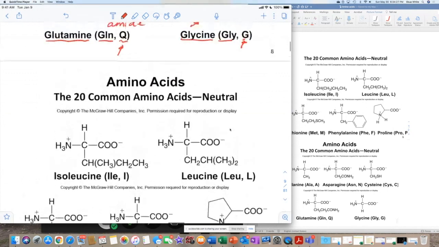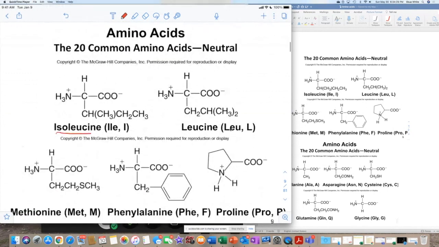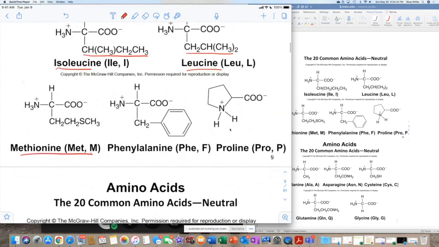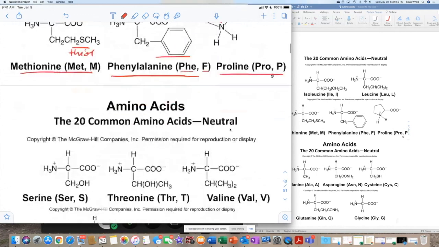Anyway, so we got glycine, isoleucine. Once again, recognize these side groups. Leucine. You have methionine. Once again, the thiol. And then you have the one with the benzene. That will be phenylalanine, PHE or F. Proline has this nitrogen with a positive charge here. So it's a little tricky, proline.